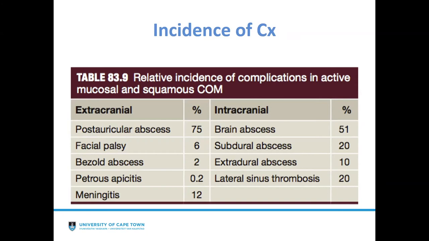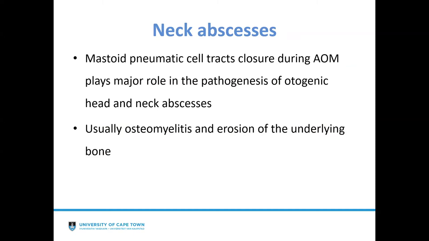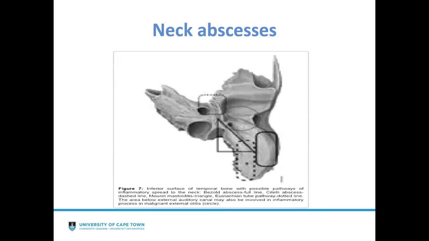And then if you look at neck abscesses per se, the mastoid air cell tracts closure during an acute otitis media plays a major role in terms of the pathogenesis of otogenic head and neck abscesses. And there is usually osteomyelitis of the underlying bone with erosion, making it the route of spread of infection to the neck. Then if you look at the temporal bone from the inferior surface, in terms of a description of the types of the neck abscesses.